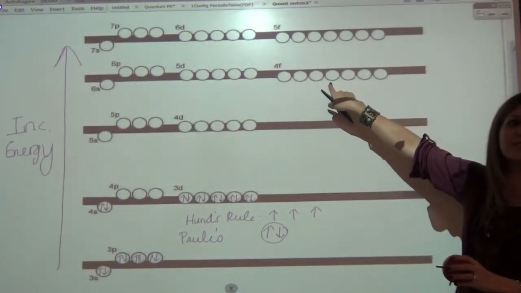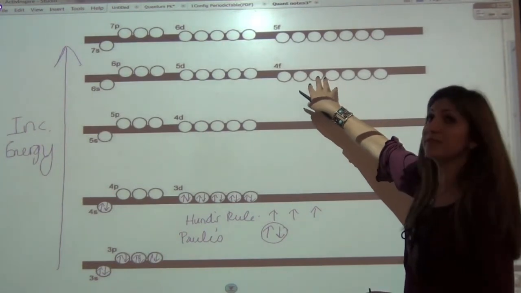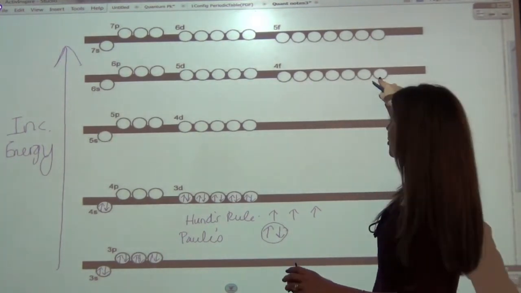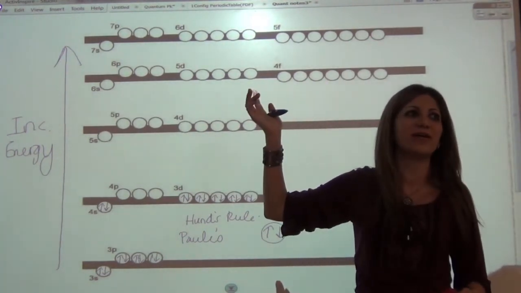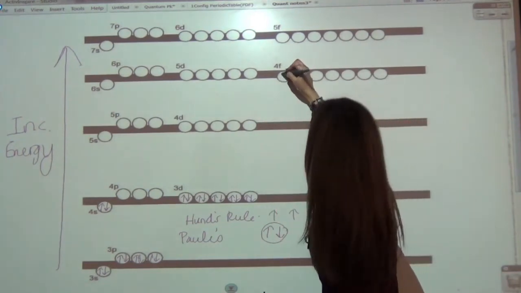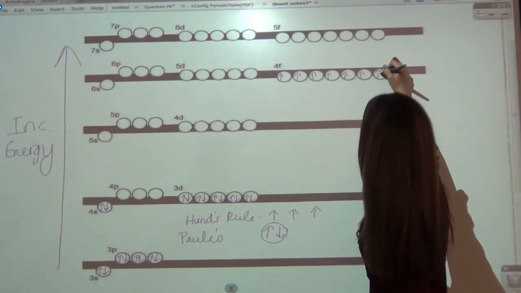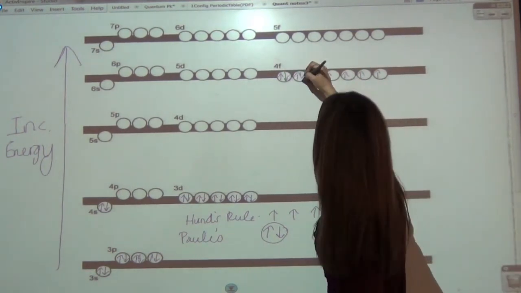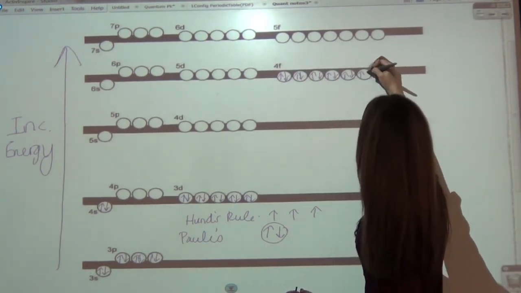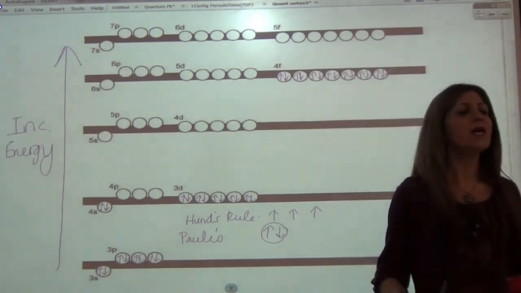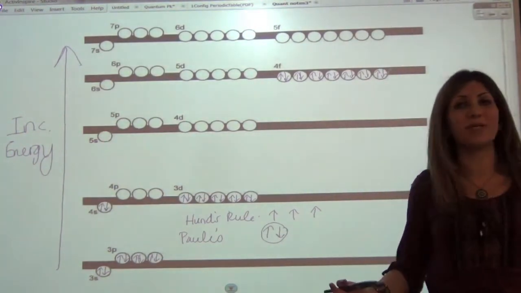Let's just do one of the Fs. So F has 7 orbitals, which is why we have 7 circles, but then how many electrons can you fit in there? 14. So it goes up, 2, 3, 4, 5, 6, 7, then back down, 8, 9, 10, 11, 12, 13, 14. Okay? But it may not be all filled. Depends on how many electrons you have.